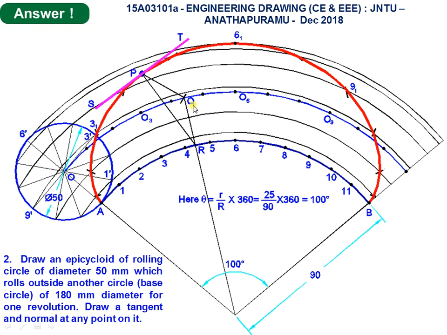Draw a line joining this point Q with the center of the arc AB. While doing so, you will get the intercept R on the arc AB. Now join R with P, that is the normal to the curve at point P. Draw a line perpendicular to PR; the line ST is the required tangent at point P on the epicycloid. So this is the answer. Again, I repeat, if you have any doubt, pause the video and see the answer carefully. We'll move on to the next problem.